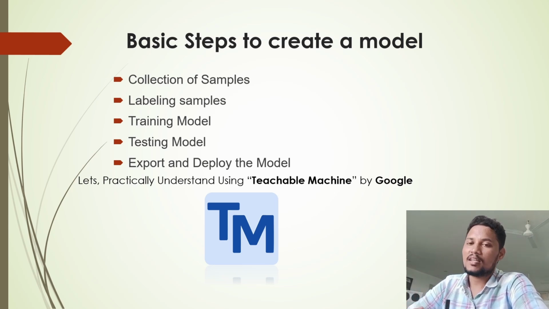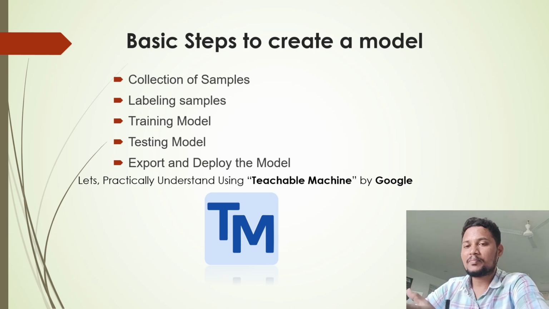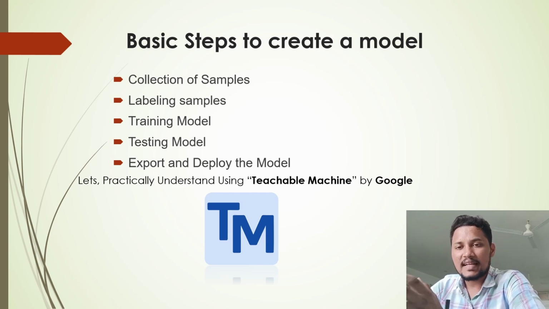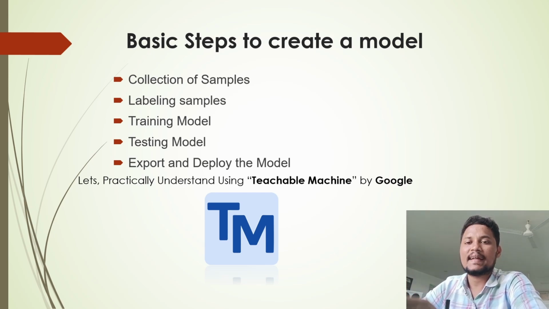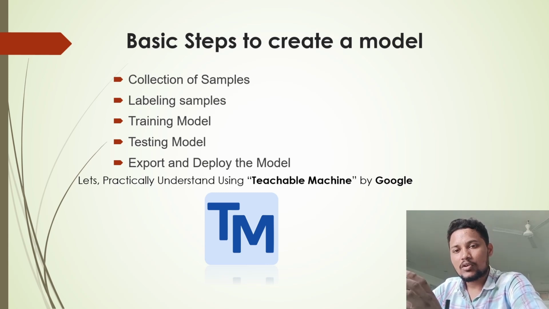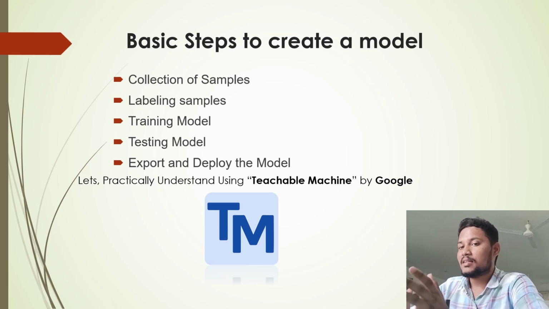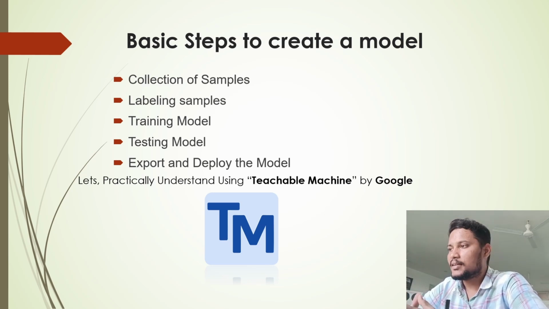Third, training a model. After collecting the samples and labeling them, you have to train the model using some algorithms powered by artificial intelligence, and using this it will be able to recognize the common patterns in the image samples of a group. That means a label.